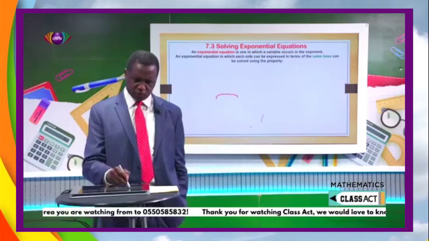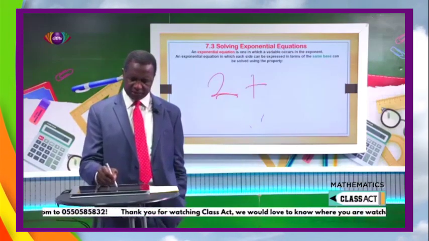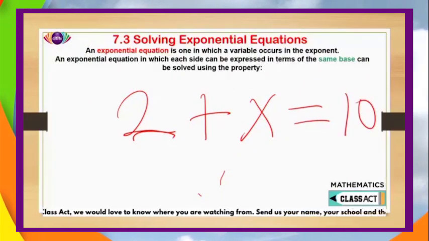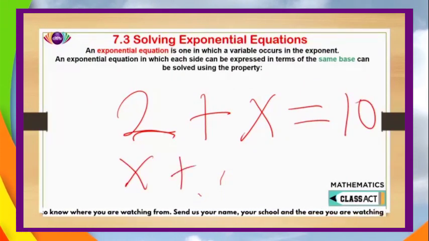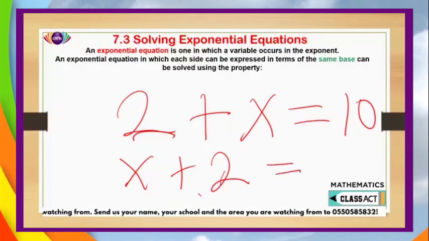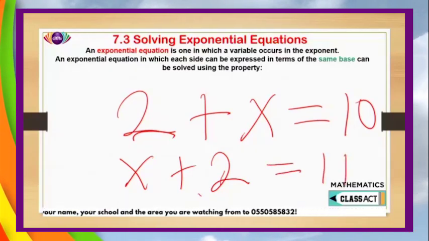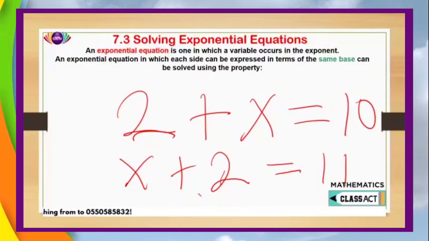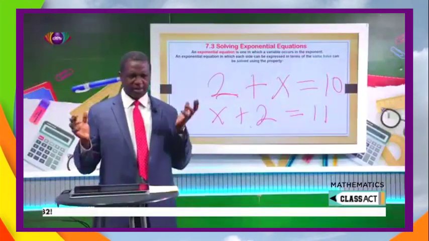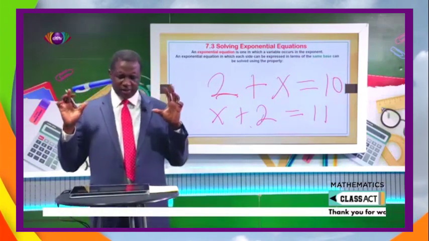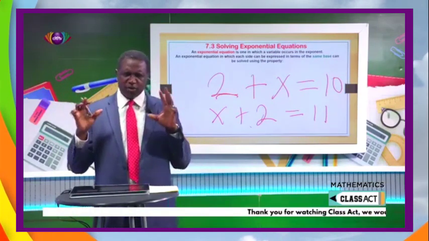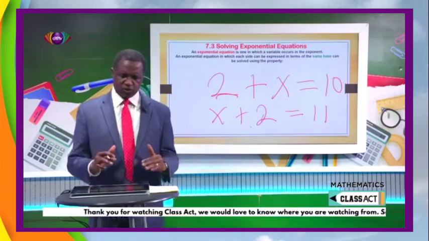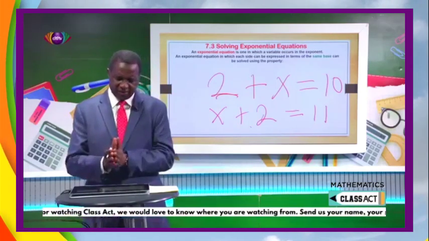Okay, 2 plus x equals 10. Then I'll say x plus 2 equals 11. 2 plus x. So, what is x? Can we think of something? In high school, we don't just sit there to figure it out. We need to have a plan. So, what we are looking for is x.